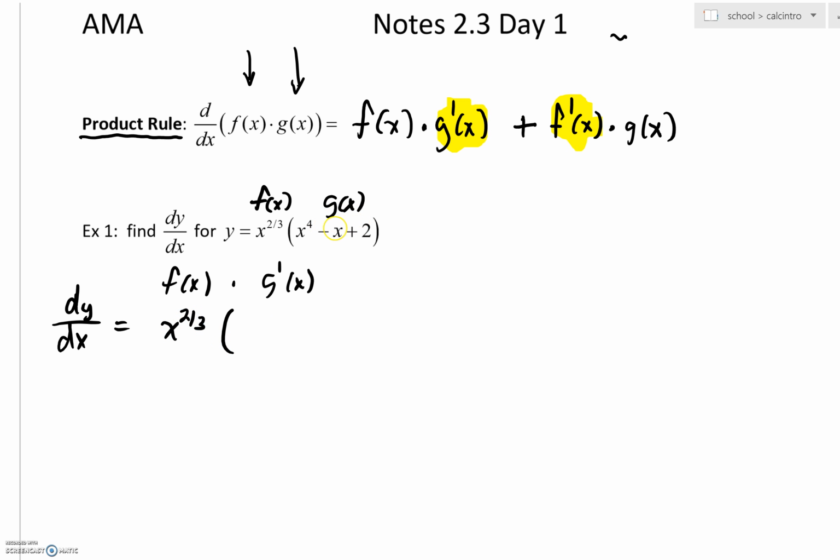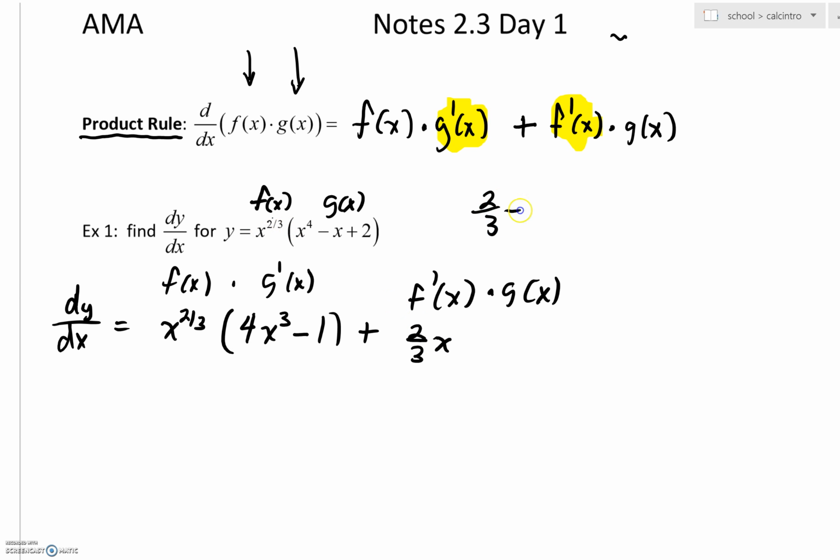And then what's the derivative of g? Well, that's going to be 4x to the 3rd minus 1. The derivative of x is just a 1. And then we're going to say f prime of x times g of x. Well, f prime: we take the derivative of x to the 2/3, so 2/3, but then we have to subtract 1, and we know that 2/3 minus 1 would be negative 1/3. So we'll have x to the negative 1/3, and then we multiply that to the original function, x to the 4th minus x plus 2.